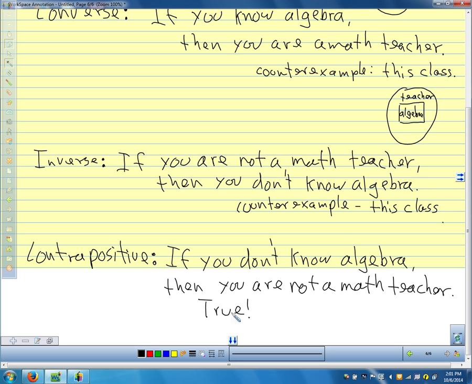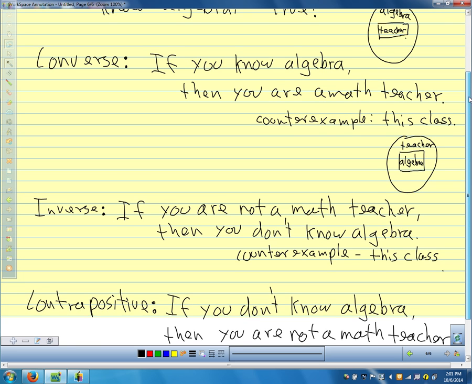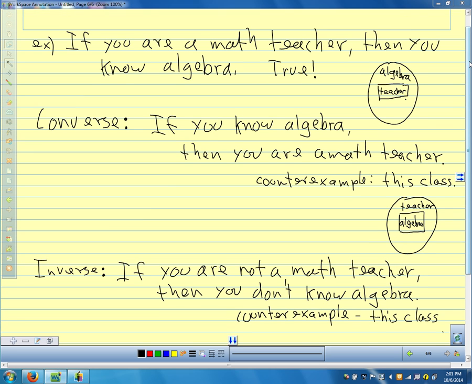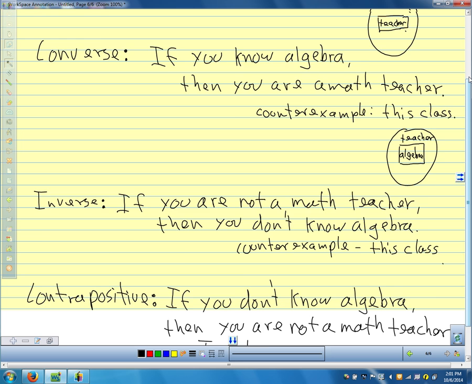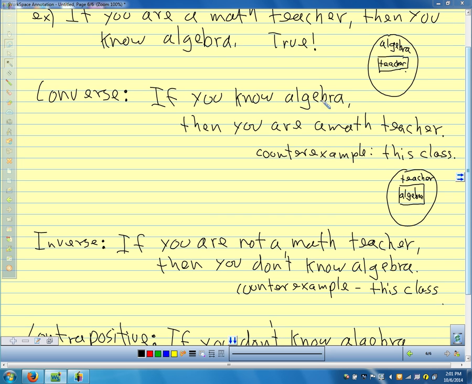And notice that for our assumptions, the contrapositive is the same truth value as the original conditional. So the contrapositive and conditional are the same. The inverse and the converse are the same. One last thing. If the conditional statement is true, the converse is not necessarily true. So in our example, the conditional statement is true and the converse is not true.